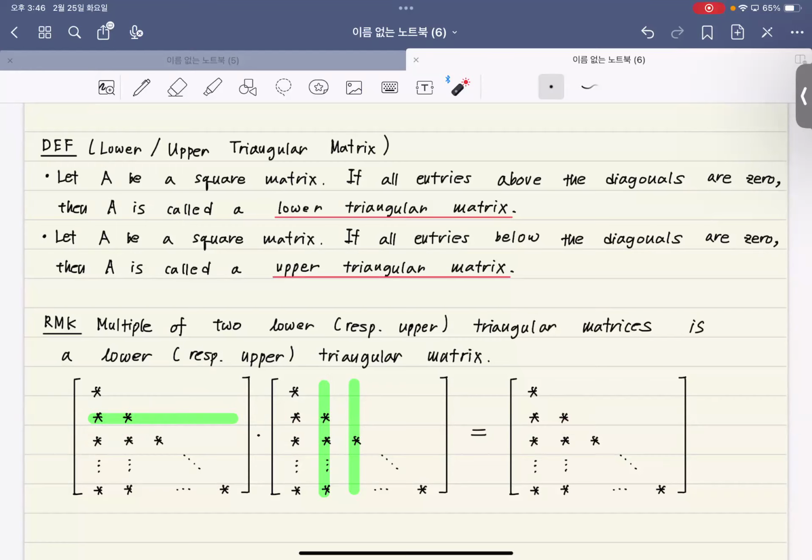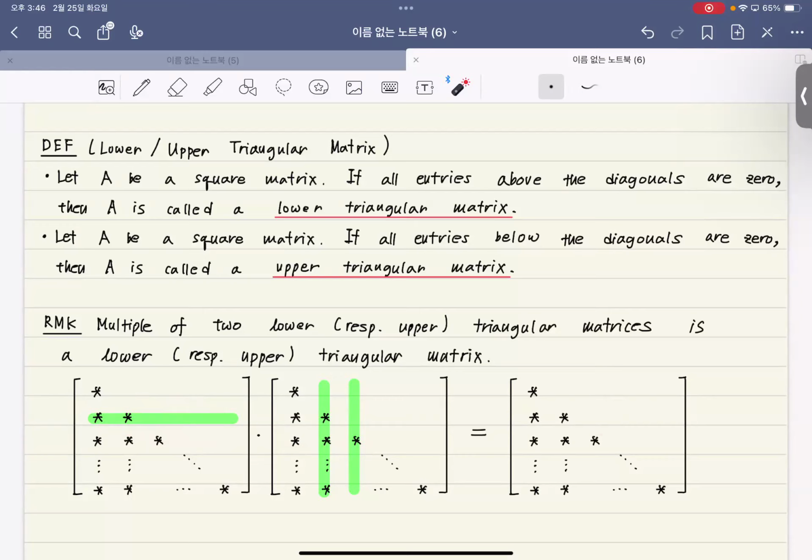However, if I multiply this row by the third column, then this number times this equals 0, and this number times this equals 0, and this number times this equals 0. Everything equals 0. So therefore, you are guaranteed to have 0 on this entry, right?